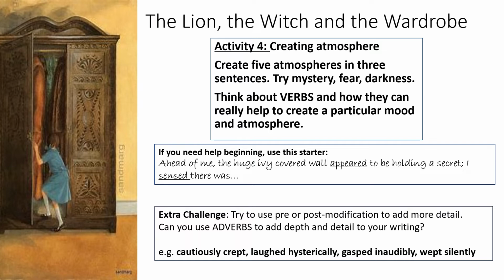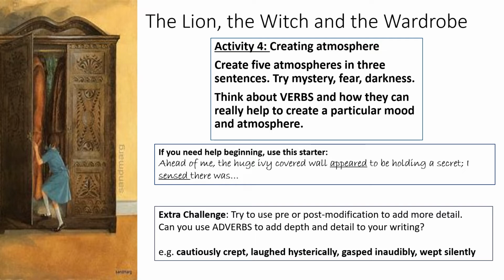Now we'd like you to write 3 sentences that include 5 different atmospheres. So you could try mystery, fear, darkness, and maybe excitement and happiness. Be creative and use the sentence starter if it helps. Notice the verbs I've underlined. I've used appeared as an alternative to looked and sensed instead of thought.